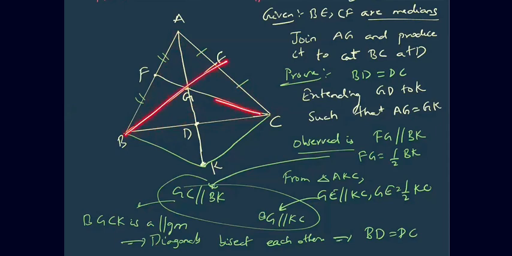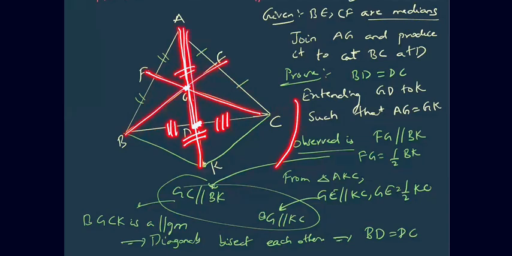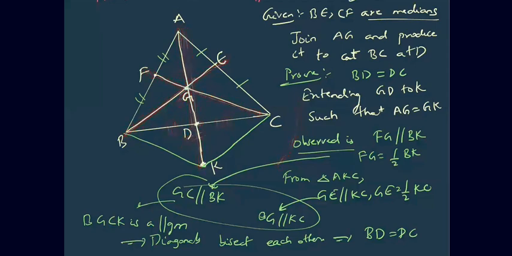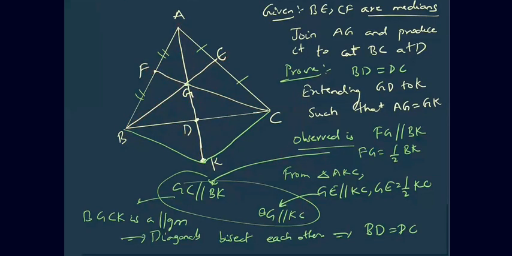We have assumed that BE and CF are the medians intersecting at point G. Now I have joined this AG and extended it to K such that AG is equal to GK, right? And this cuts the side BC at point D. And by a series of arguments, I have proved that BD is equal to DC. That means that AD is also the median, right? So this median AD must definitely pass through point G. So I have proved that if BE and CF are medians, then the median AD must also pass through the point of intersection of BE and CF. That is the point G. So I have proved that the medians in a triangle are concurrent.